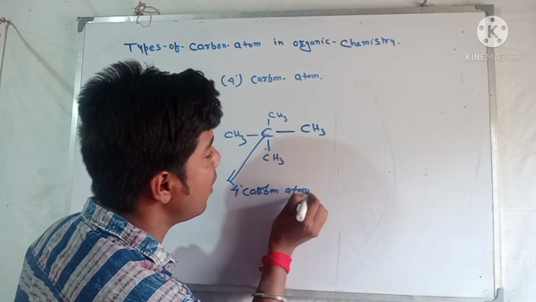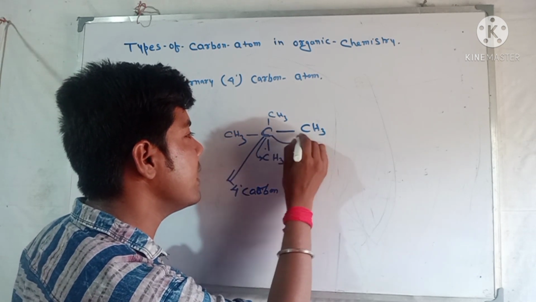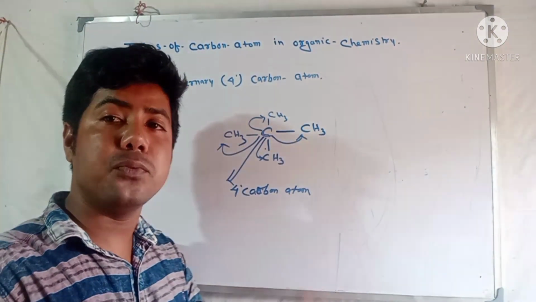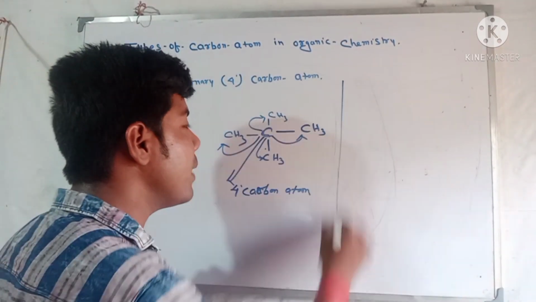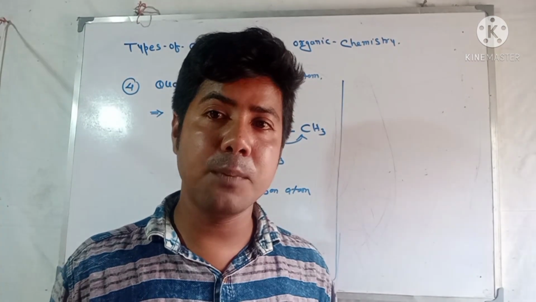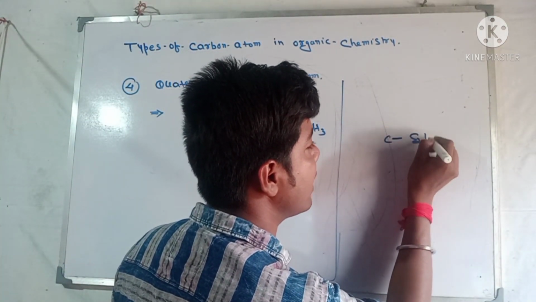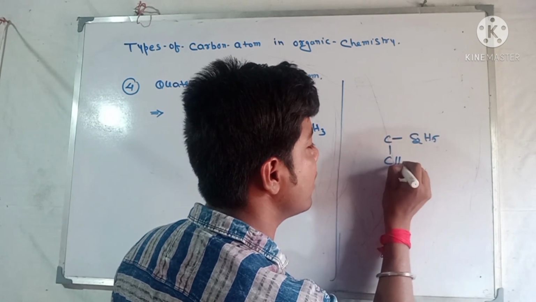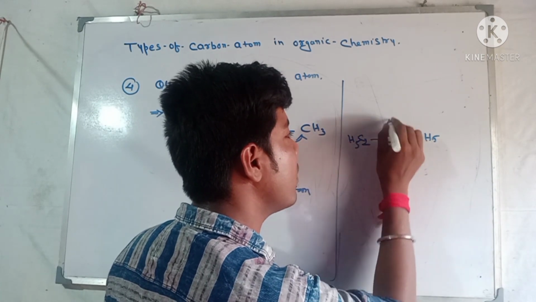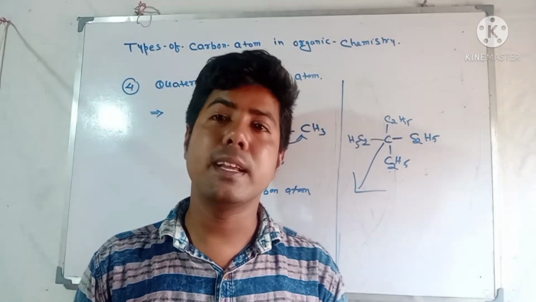How? Because it completes its valency with 4 carbons: 1, 2, 3 and 4. The carbons may be the same or different, no problem. Here you can also take C2H5, and again C2H5. This is also a quaternary or 4 degree carbon atom.